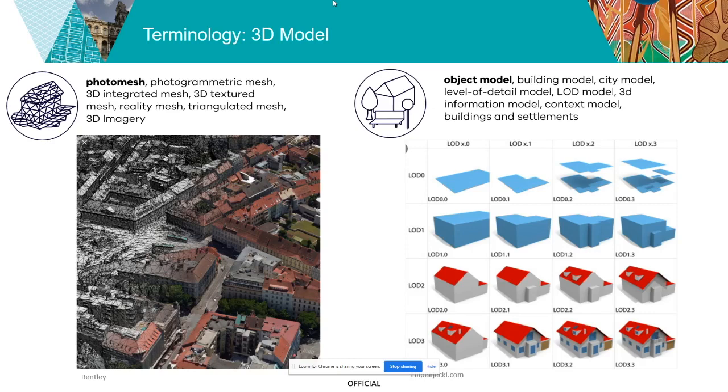On the right, we have object models, building models, city models, level of detail models, LOD models, 3D information models, context models, and obviously buildings and settlements. Today, I'll be referring to the terminology of photomesh on the left, and on the right, I'll be referring to building object models, LOD models, or level of detail models.